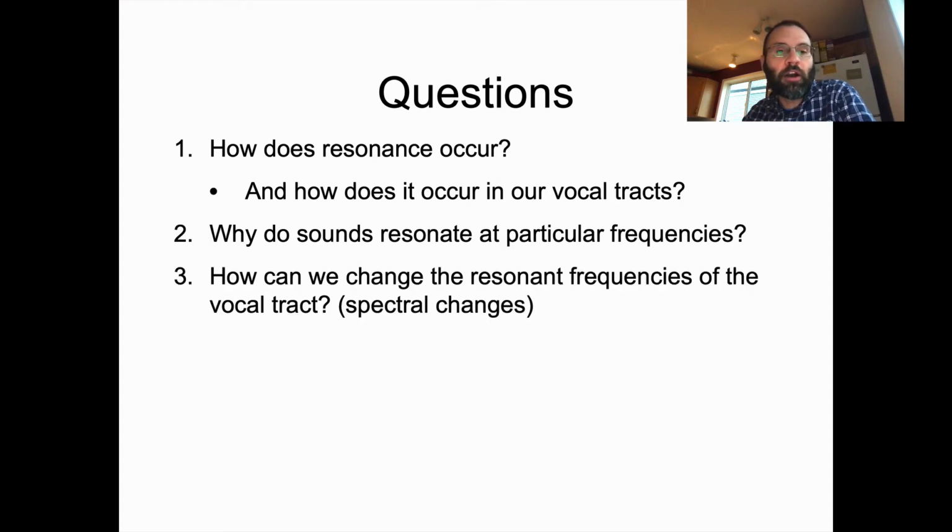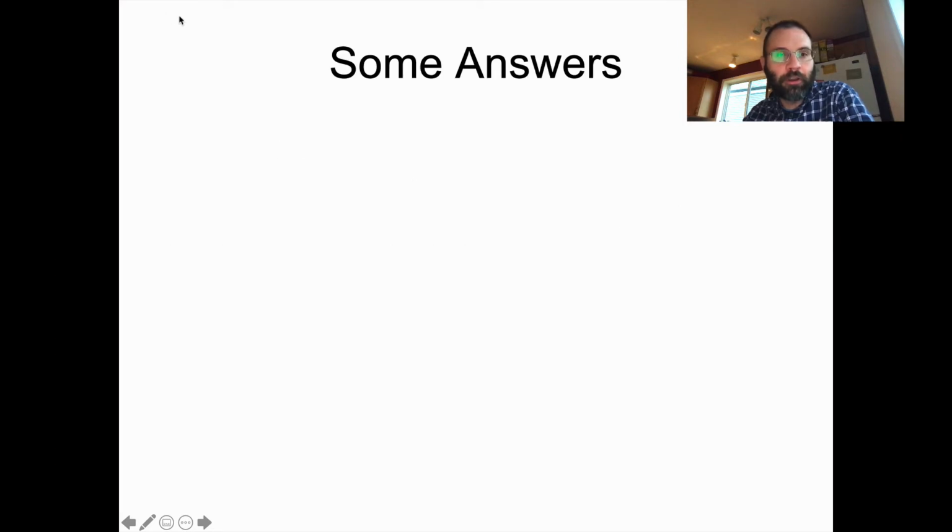And then also, how can we change the resonant frequencies of the vocal tract and make spectral changes in speech that make it sound like speech, basically. We're not going to get to these two today. It's late enough as it is. I will address those in the next lecture, or actually the series of lectures after that, because there's a couple of different theories about how this actually takes place. For now, let's just focus on this first question: how does resonance occur?